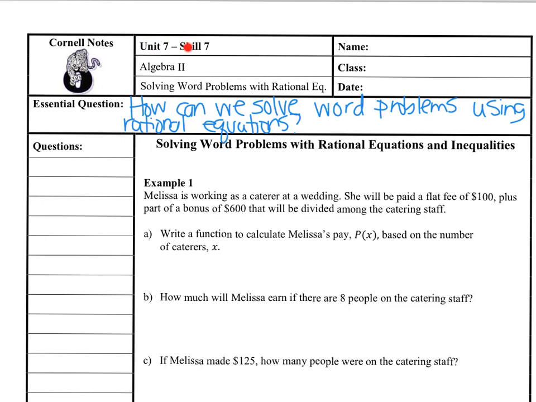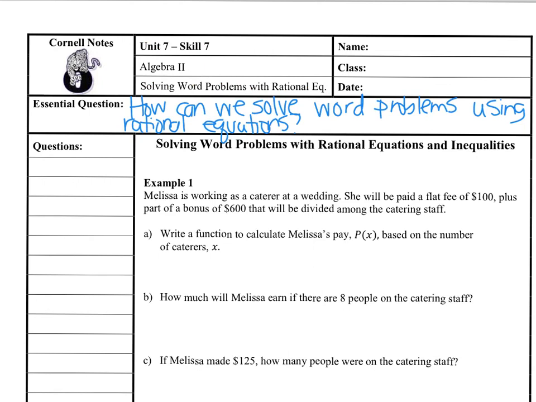This is Unit 7, Skill 7 video, solving word problems with rational equations. So write down the essential question: how can we solve word problems using rational equations, so fractional equations. And after you've written that down, let's dive into question number 1. We're going to do some highlighting.